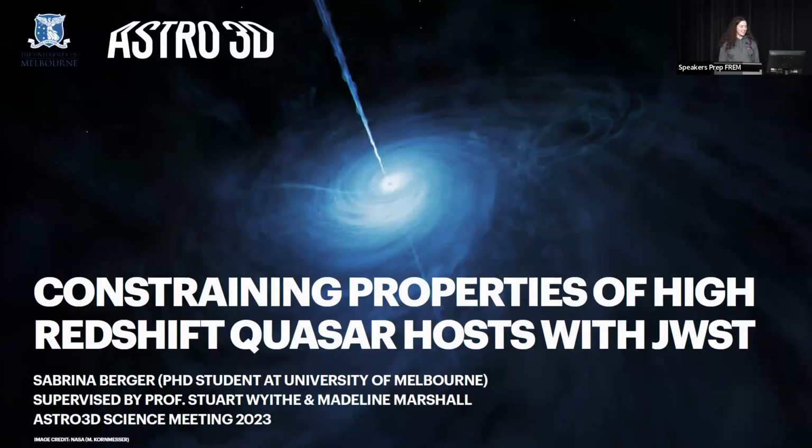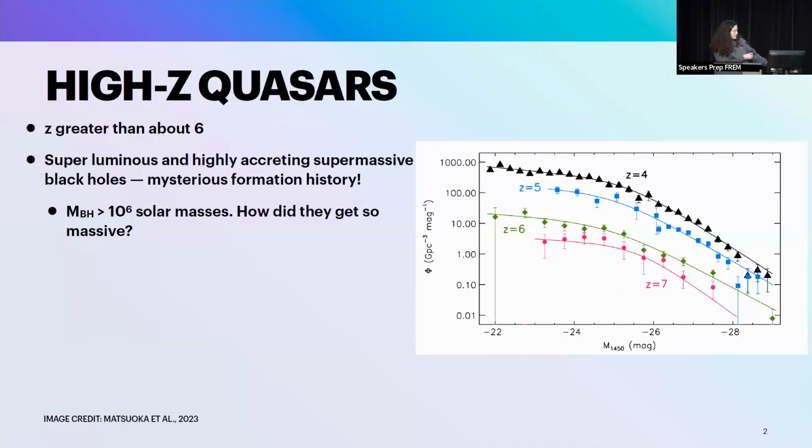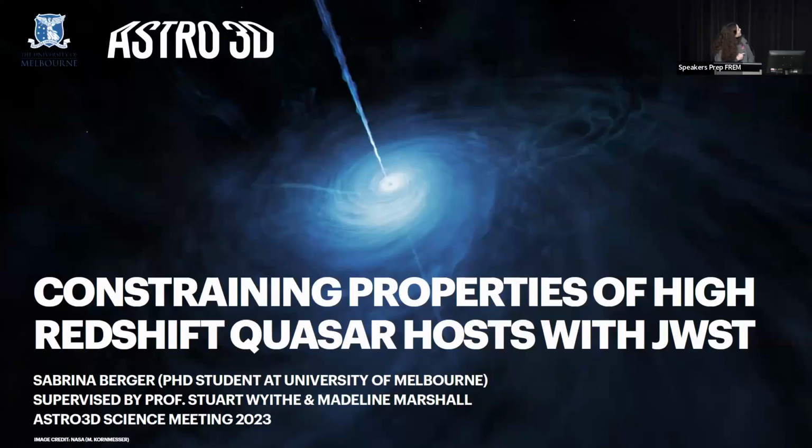I'm Sabrina Berger. I'm a PhD student at the University of Melbourne, where I work with Stuart Wythe and Madeline Marshall on a project looking at how we can train the properties of high redshift quasar hosts with the James Webb Space Telescope, or JWST. So this is an artist depiction of a quasar. Really beautiful artist depiction, of course, and it has a nice jet coming through it.